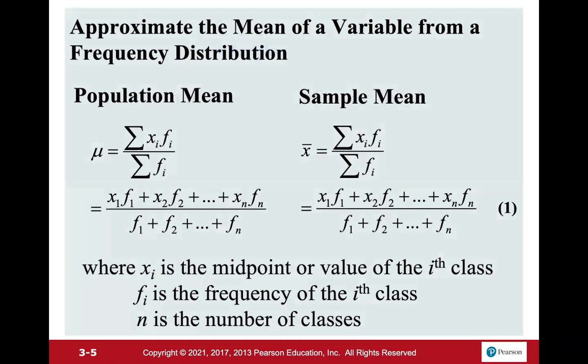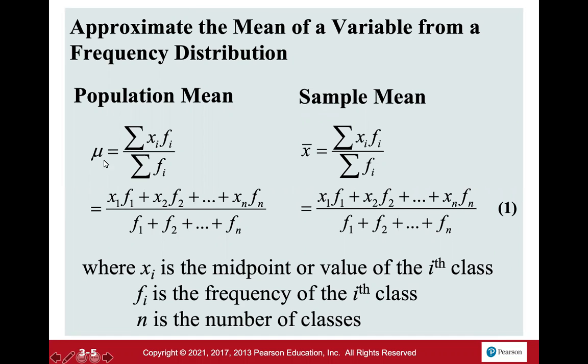So here we have our population mean and sample mean. With these, we have the sum of all of these variables. I know it looks a little weird, but we have the product of the value times the frequency, and we're getting the sum of all of those. We're dividing it by the sum of all the frequencies, and it's the same for both of these. So we multiply all of those values together, add up all those products, then add up all of the frequencies separately, and then divide the two.